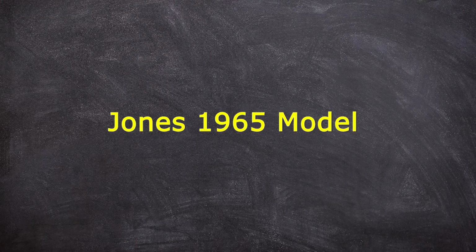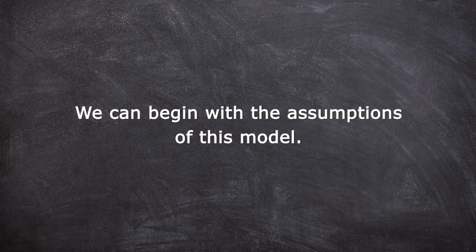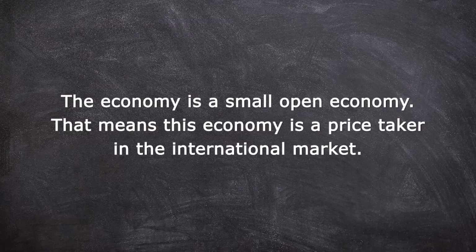Let us first consider Jones 1965 model. We can begin with the assumptions of this model. First, it is assumed in Jones 1965 model that the economy is a small open economy. That means this economy is a price taker in the international market.